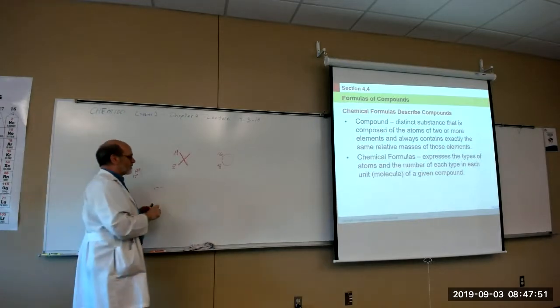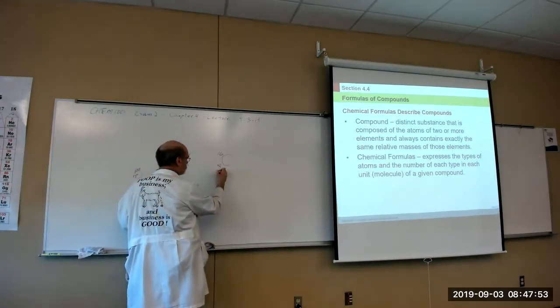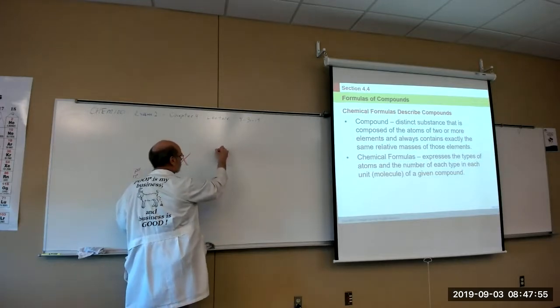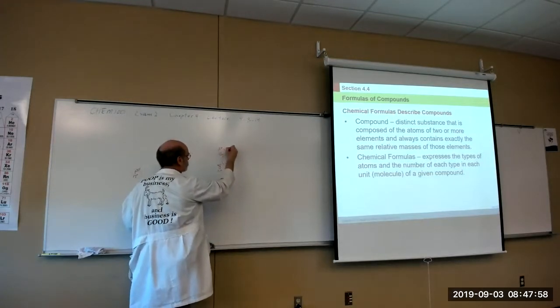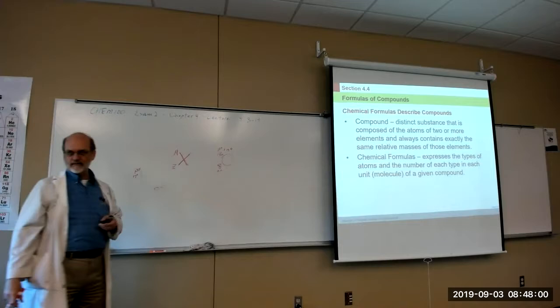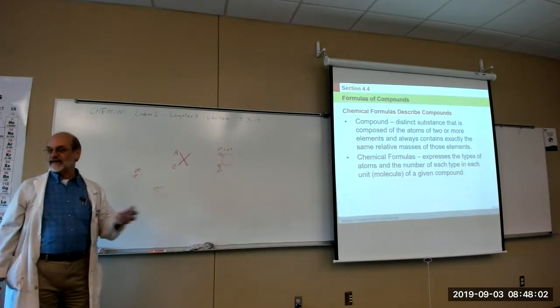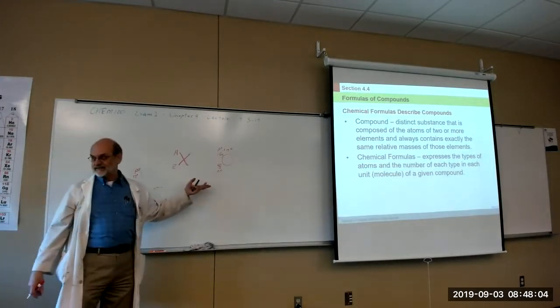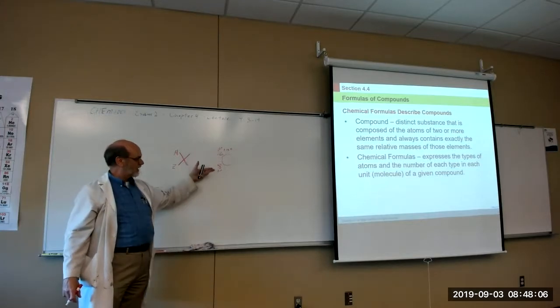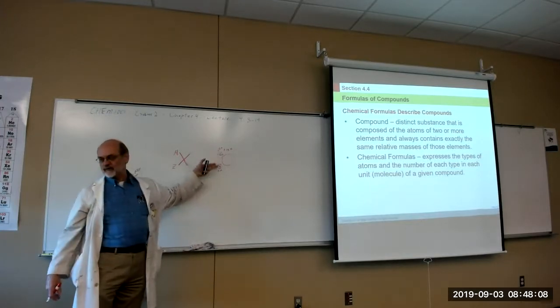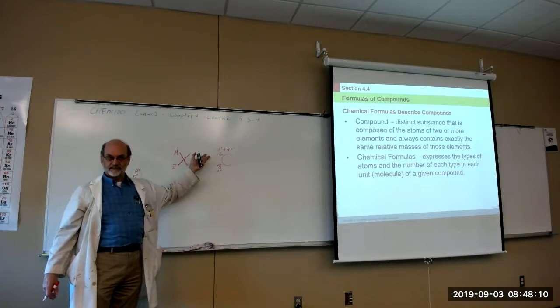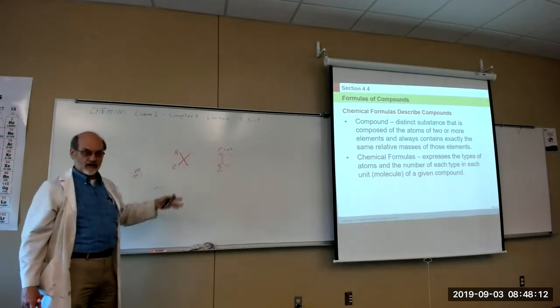Okay, so if we have 8 protons and 16 protons plus neutrons, how many neutrons do we have? 8. 16 minus 8. If this is the total, and that's the proton, then you just subtract one from the other and you get the number of neutrons. Okay, so we have 8 neutrons.